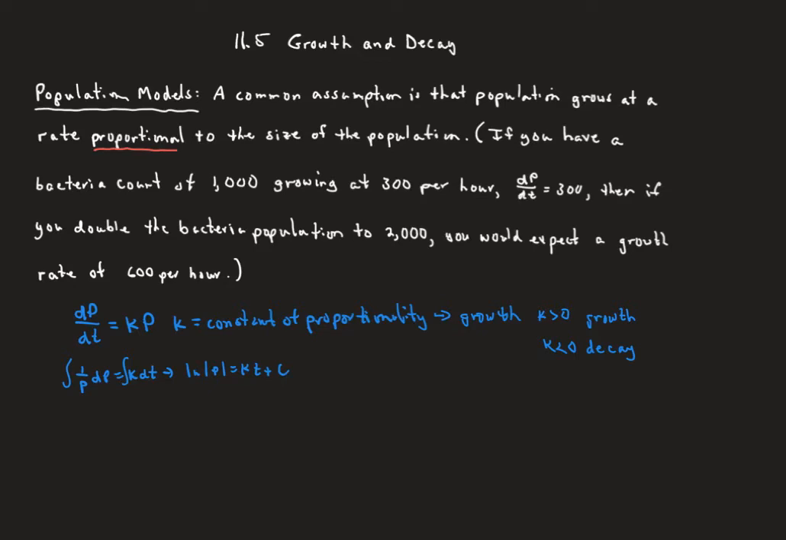When we exponentiate both sides, that leads us to P equals Ce to the kt. Many times it will be acceptable, even on an AP exam, to skip those in-between steps and go straight from the differential equation to the population growth model of P equals Ce to the kt. So let's do an example.